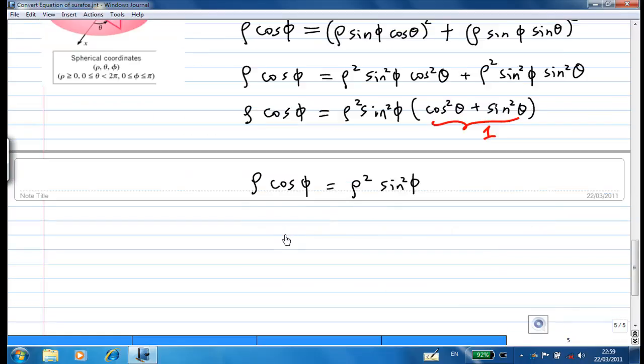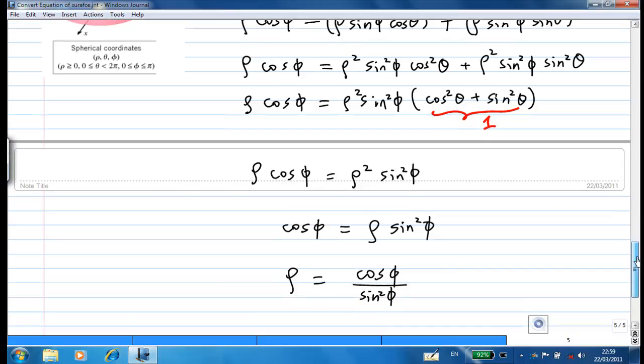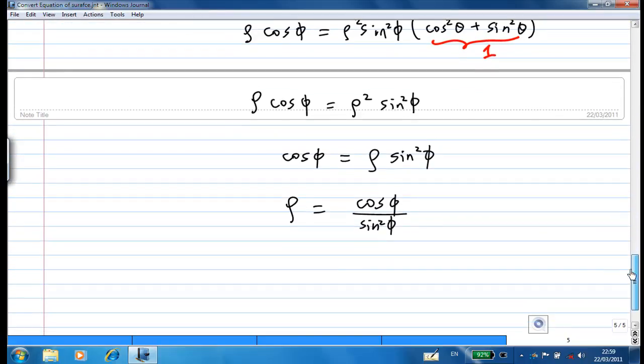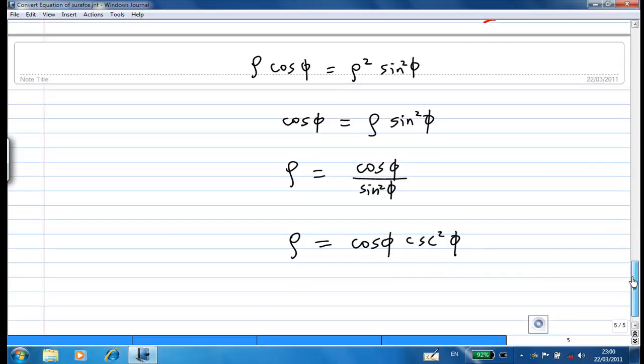After cancelling the rho, I get cosine phi equal to rho sine squared phi, or rho equal to cosine phi over sine squared phi. As we know, 1 over sine phi is cosecant phi. So this is rho equals cosine phi times cosecant squared phi in spherical coordinates.